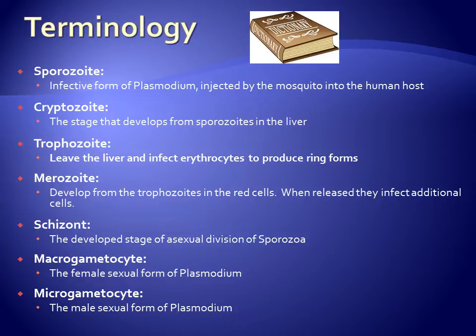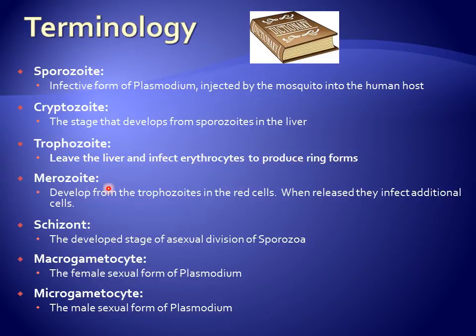Now, parasites in general, I associate trophs with being infective. Normally my brain is associating trophs and cysts, for example, in the other parasites we've looked at. But the general rule that trophs are infective triggers me to remember that this is what leaves the liver and infects the erythrocytes. And inside the erythrocytes, those trophs often produce ring forms.